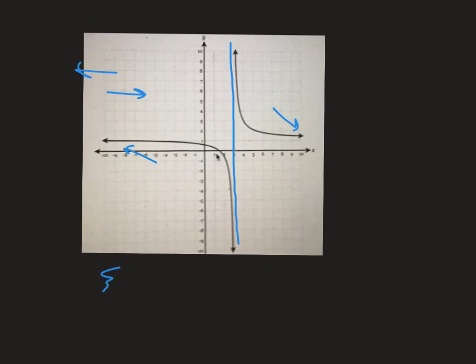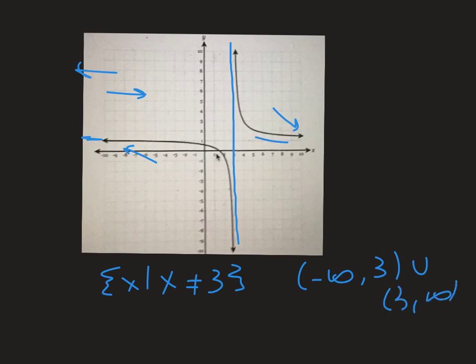So my domain, if you want to write it this way, you could say, well, domain is all x except for 3. Okay, that's your domain. Or if like the other way, you can say from negative infinity, look at the graph. From negative infinity, that's going to negative infinity until it gets to 3. And then it's going from 3 to positive infinity, which is this part, but it does skip the 3. The parentheses means that 3 is not included.